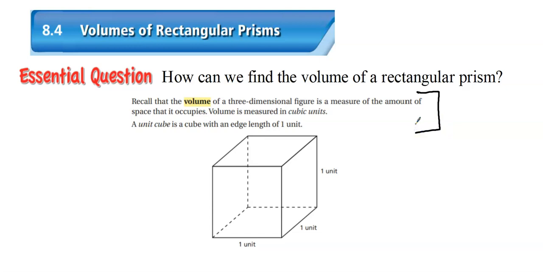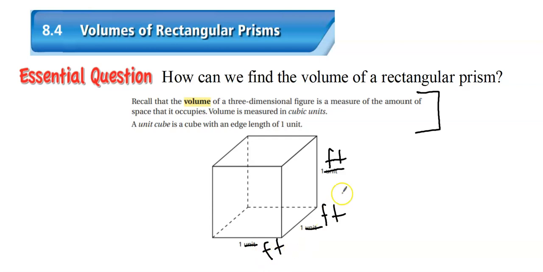So it says, recall that the volume of a three-dimensional figure is a measure of the amount of space that it occupies. And volume is measured in cubic units. A unit cube is a cube with an edge length of 1 unit. Now maybe the unit is a foot, right? Can you picture a foot? In 3 dimensions, right? That occupies a pretty big space. So it would be 12 inches by 12 inches by 12 inches because every 1 foot is 12 inches. So picture something like that, right?